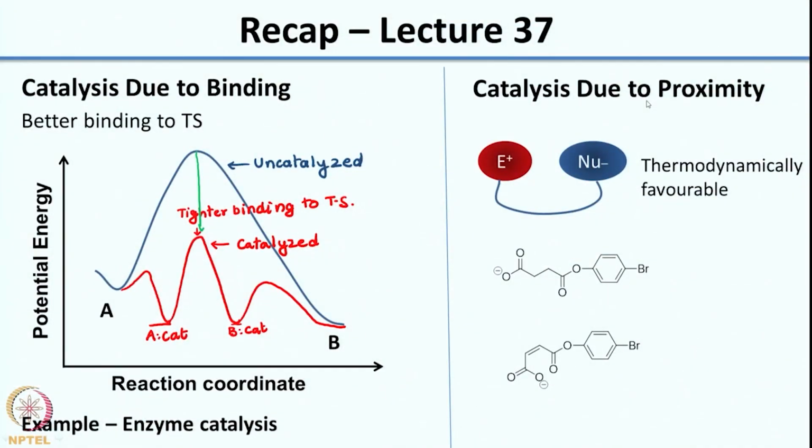Then towards the last part we had looked at catalysis due to proximity. So what happens is, when you have a reaction, in a reaction flask you have the molecules far away from each other. So to improve the probability of collision, it makes more sense to have them tied together or bound together. So in a way it is similar to the binding effect earlier. Here you are binding the two reactants.